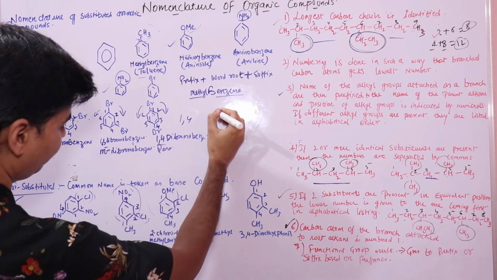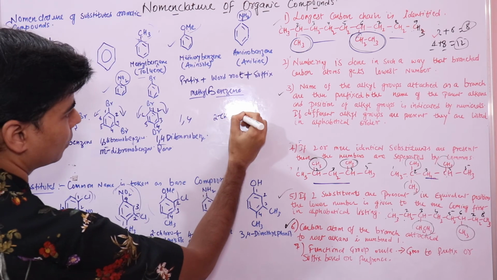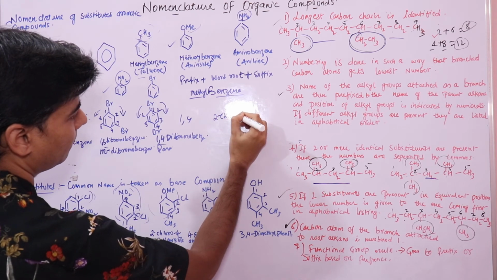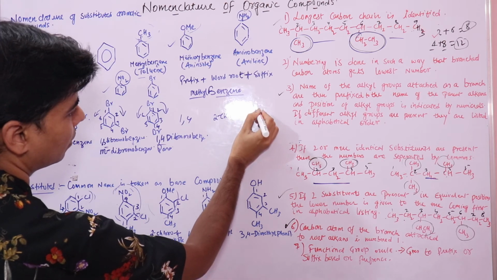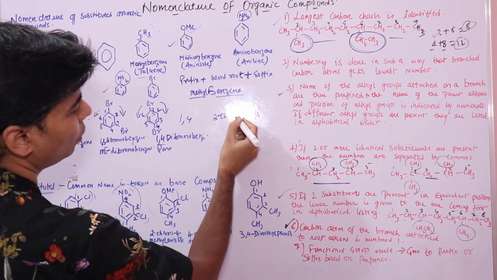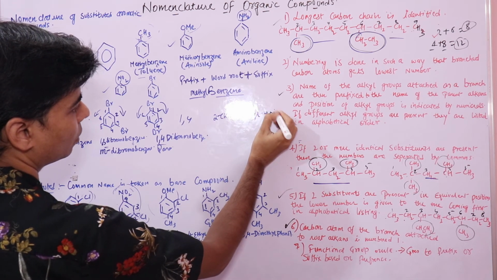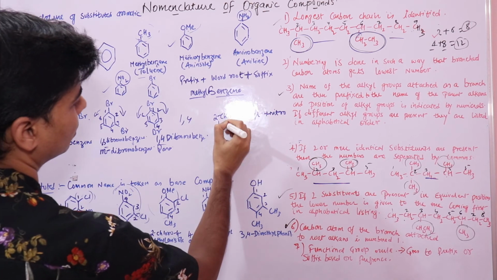I'll just write it over here. It's 2-chloro, 1-methyl, 4-nitro. This is as per the naming convention. So this is how you will write it. Make sure you put all the dashes: 2-chloro-1-methyl-4-nitrobenzene.